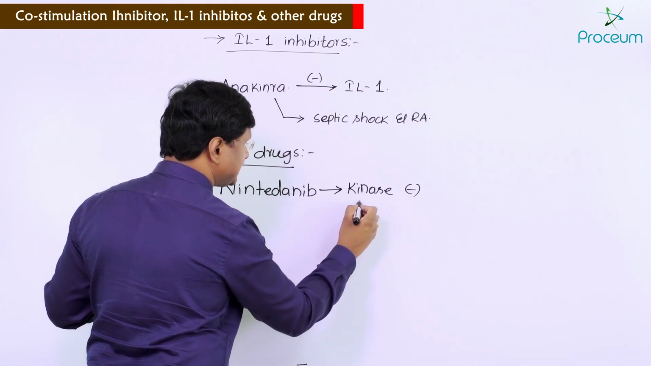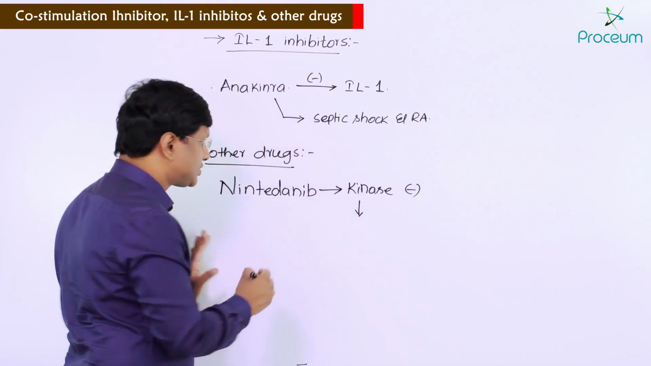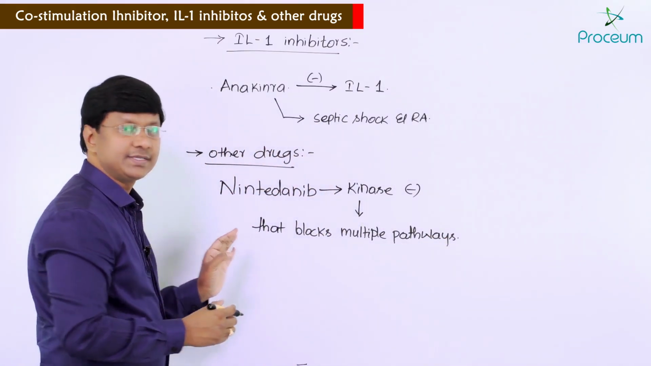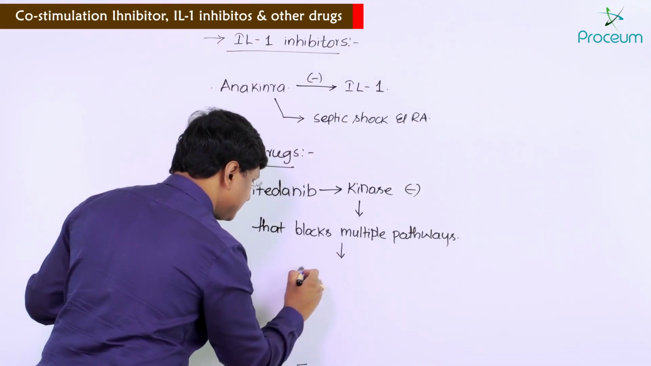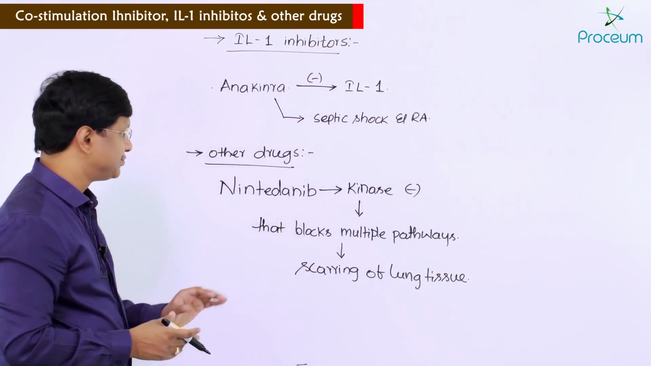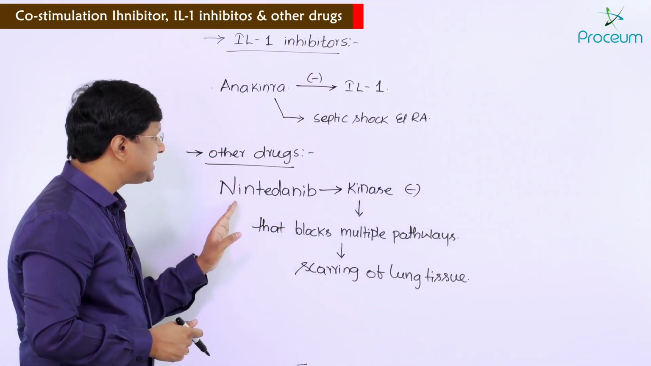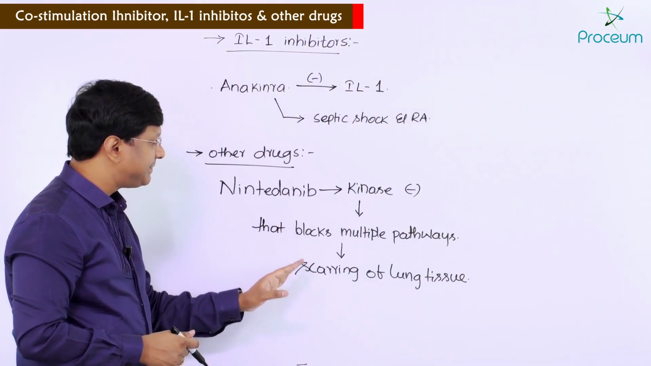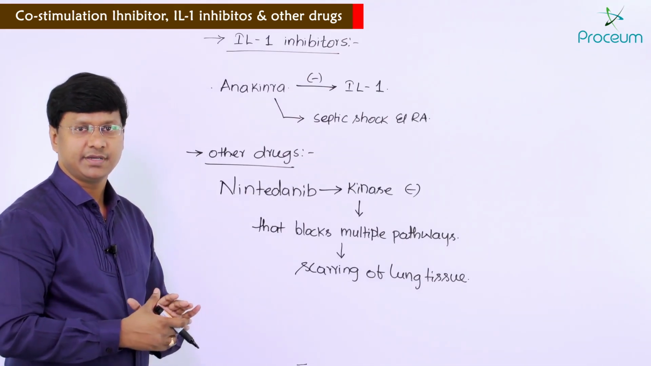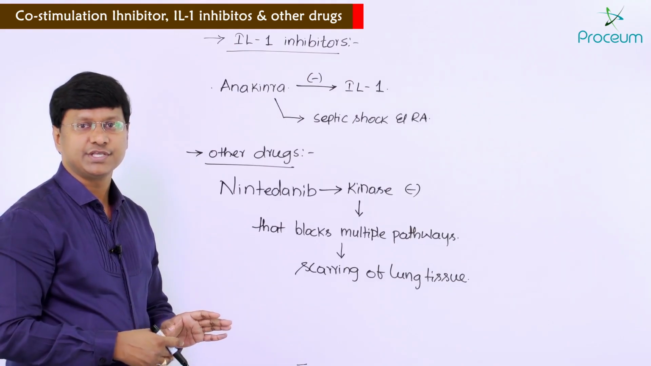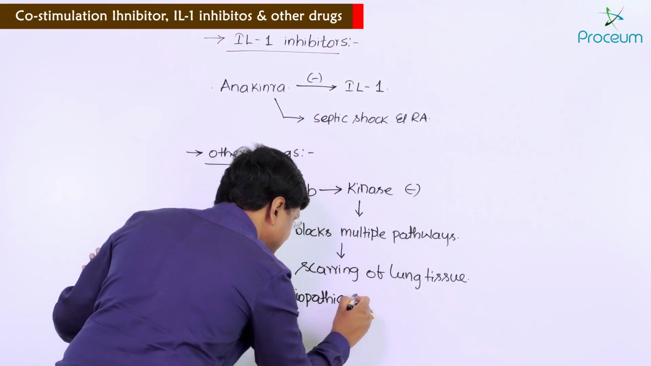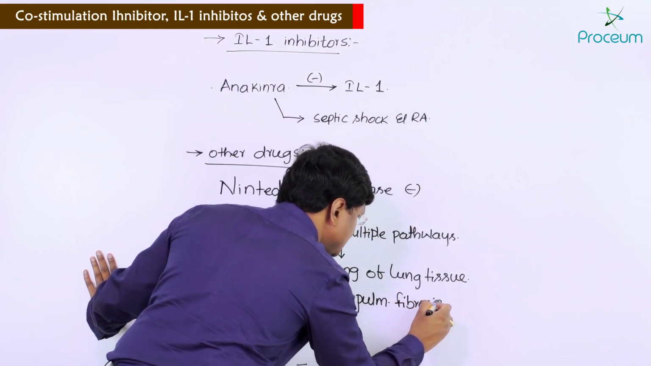It's a small molecule kinase inhibitor that blocks multiple pathways involved in scarring of the lung tissue. Now because Nintedanib blocks the multiple pathways which are involved in the scarring of the lung tissue, where is this used? Remember, this particular drug is used in case of idiopathic pulmonary fibrosis.